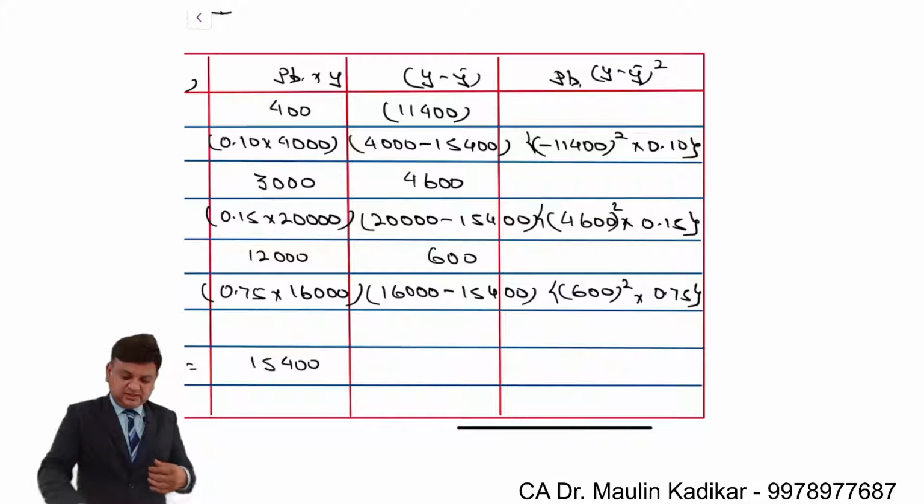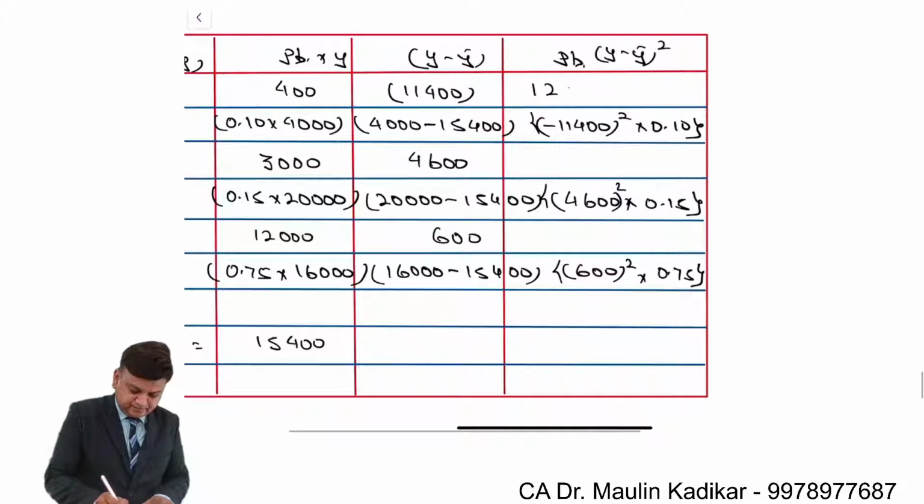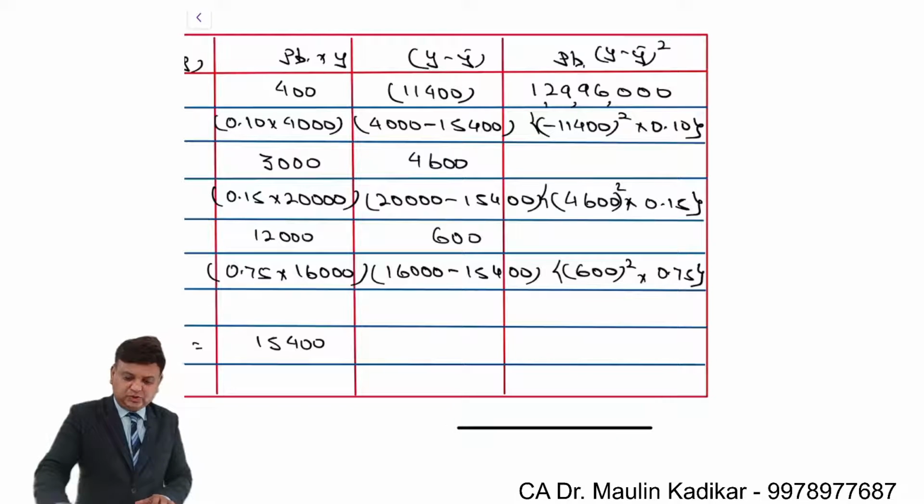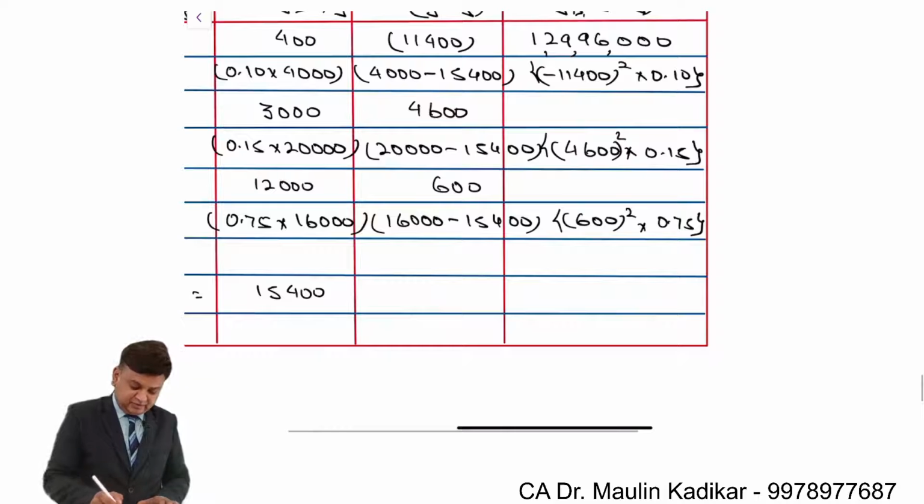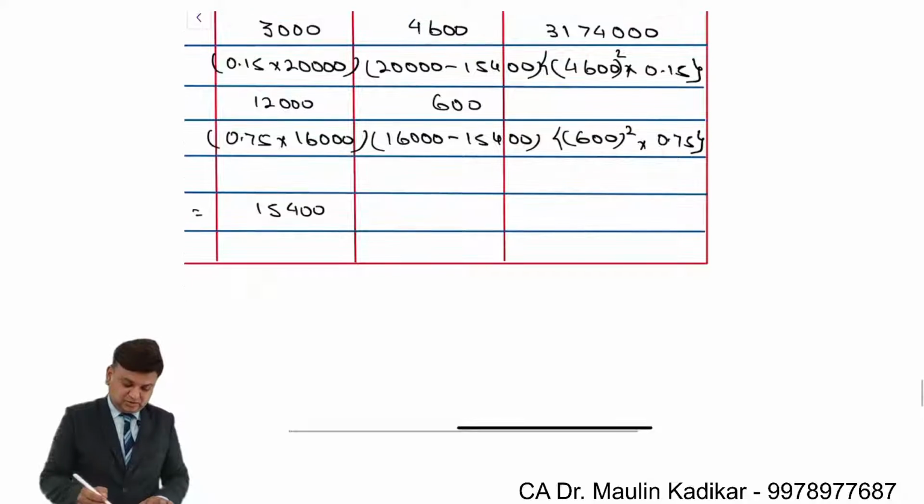So answer will be found like this. Square of 11,400 into 0.10. I keep the value in the memory plus, and the amount is 1 crore 29 lakhs 96,000. Square of 4,600 into 0.15. Again M plus, 31,74,000. Square of 600 into 0.75. 2,70,000.